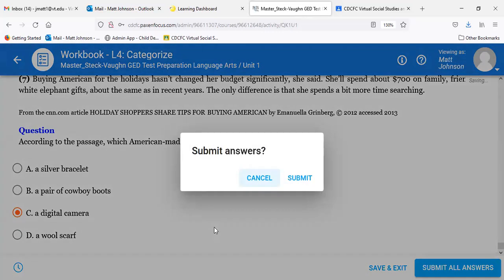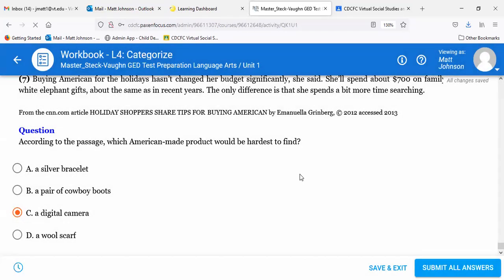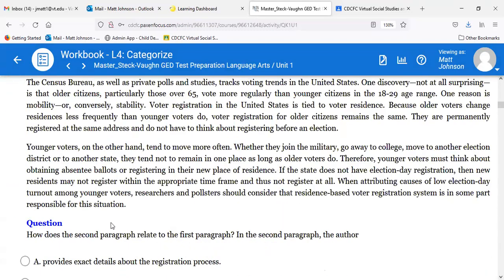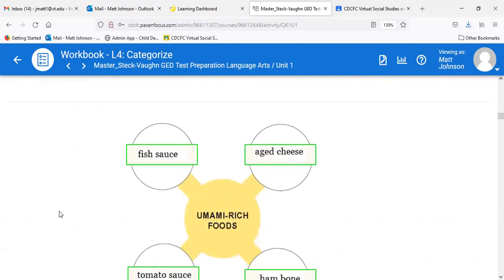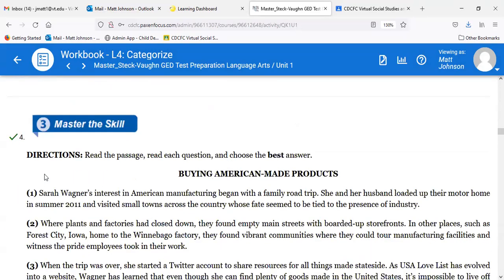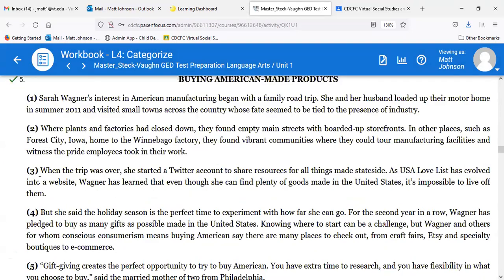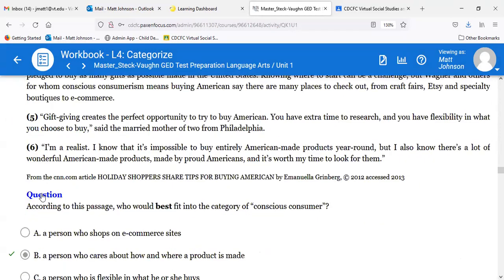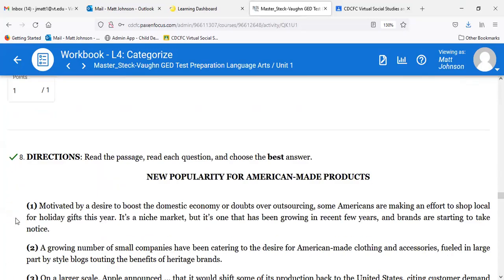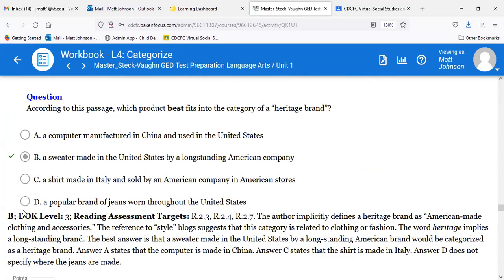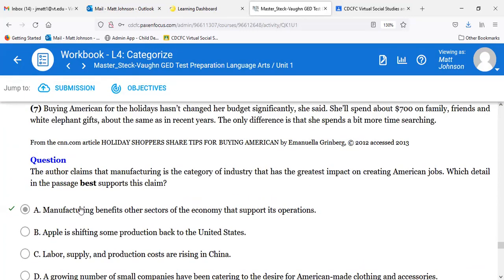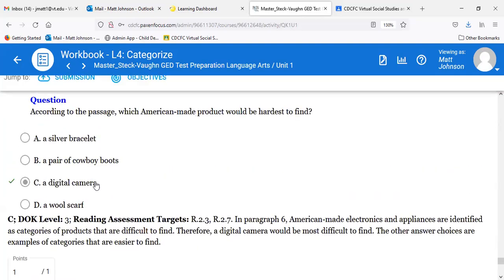Okay, and let me give you guys the answers here, make sure everybody's caught up. So one was B as in boy. Two is C for cat. Then we had our little web of information. So that's fish sauce, aged cheese, tomato sauce, and ham bone. Four is D, five is A, six is B, seven is A, eight is B, nine is D, 10 is A, and 11 is C. Okay.